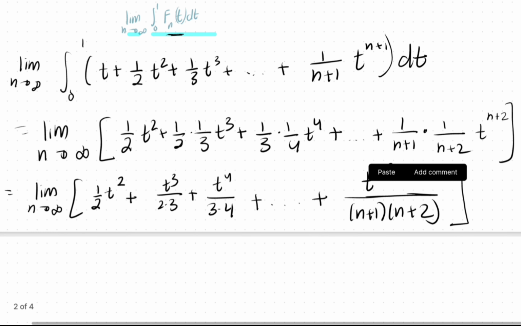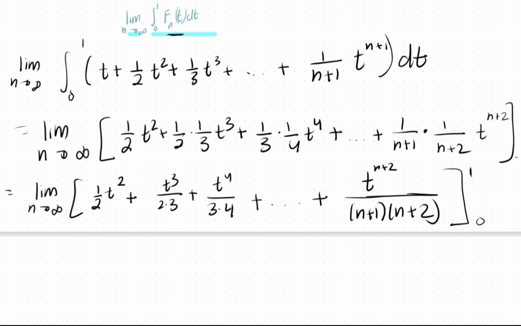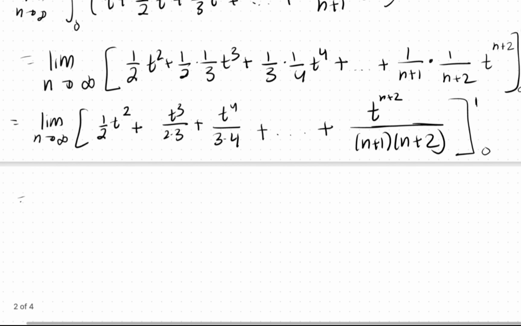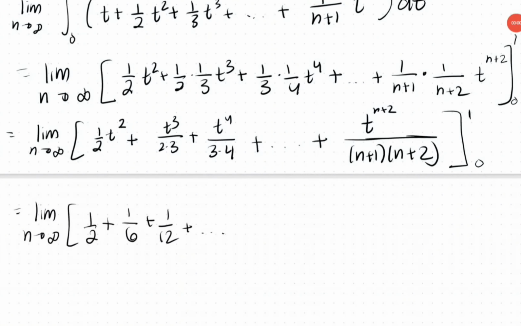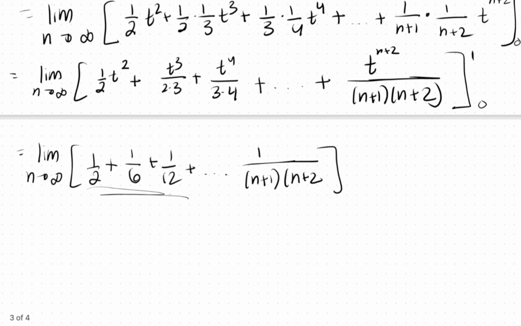And now we have that 0 to 1. Let's start replacing that. So we get the limit as n tends to infinity of 1/2 plus 1/6 plus 1/12 dot dot dot 1 over (n plus 1)(n plus 2). We already did that. And we can write this another way.